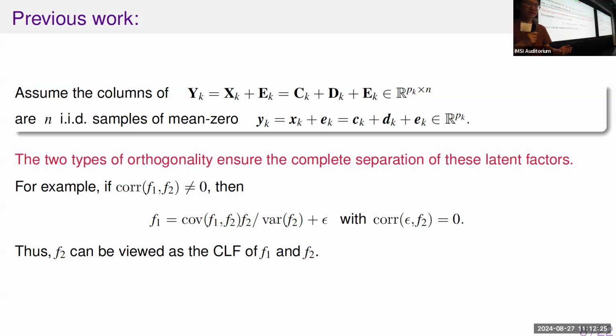Say for example, we have 2 latent factors, F1 and F2. They can be either one common and the other distinctive, or both distinctive latent factors. If they are correlated, we can always project F1 onto F2. Then we can get this equation. So we can see F2 may be viewed as the common latent factors of F1 and F2. So we want to impose the orthogonalities between them to ensure complete separation of common and distinctive latent factors. Our goal is to well define those common and distinctive latent factors with this orthogonality constraint. Otherwise, the subsequent data analysis is not correct.